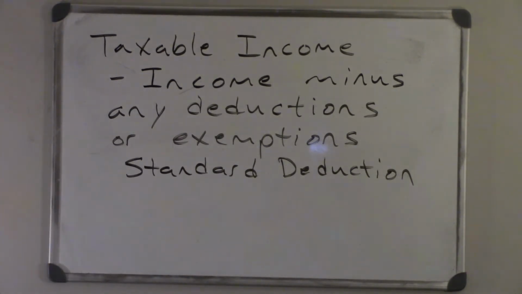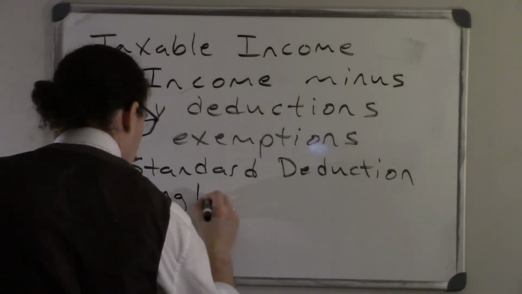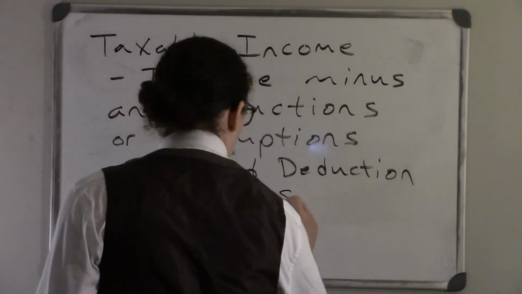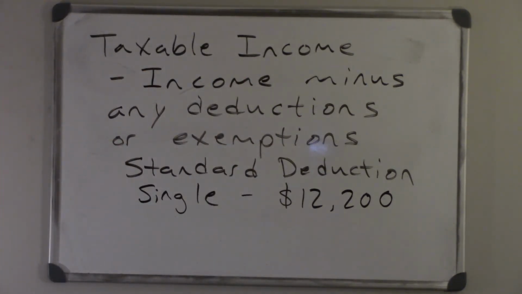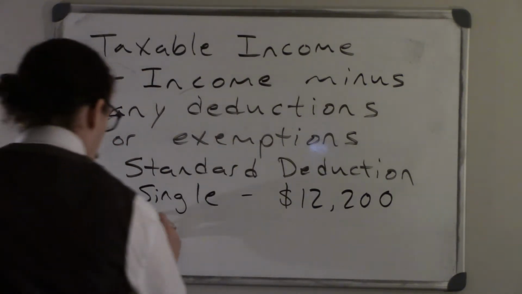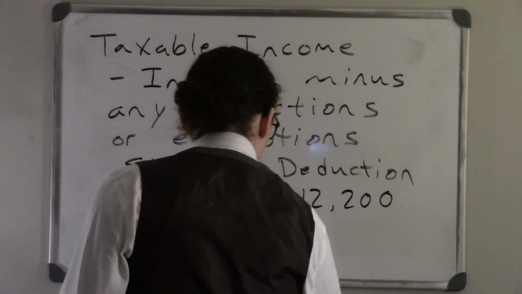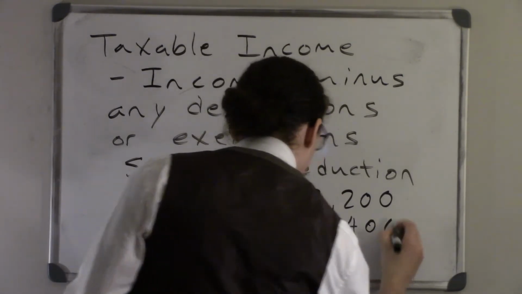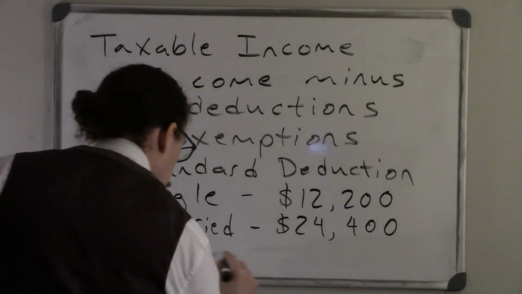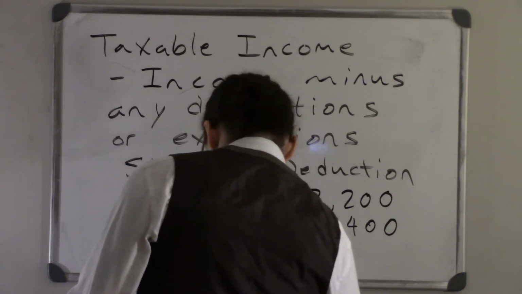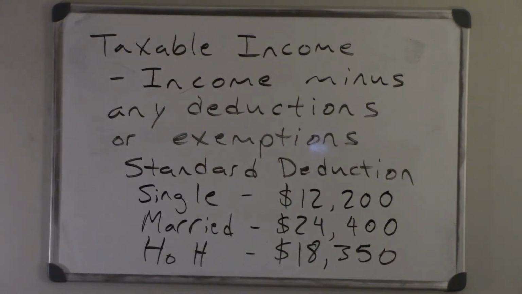So as of, I think I wrote this stuff down in 2019, but I doubt it's changed that much, but just a caveat in case it has. If you're a single filer, then the standard deduction is $12,200. If you are married and filing jointly, your deduction is just double that of the single. And if you are head of household, then the deduction is $18,350.